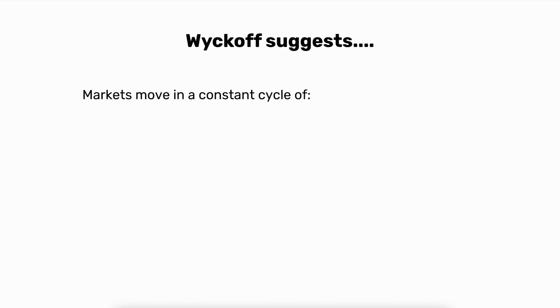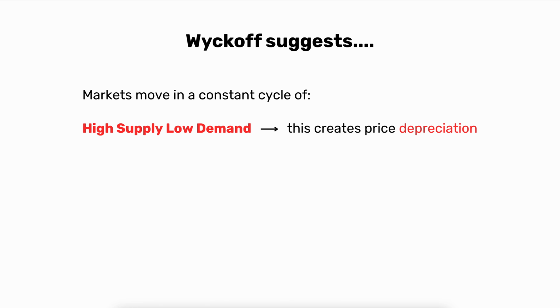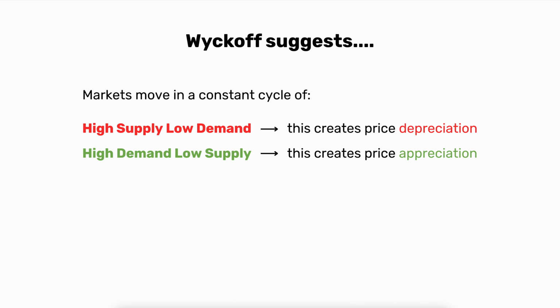So now that we've explained that, Wyckoff suggests that markets move in a constant cycle of high supply and low demand, which creates price depreciation, and high demand, low supply, which creates price appreciation. Essentially, it is a battle between demand and supply, and that's why markets go up and down.